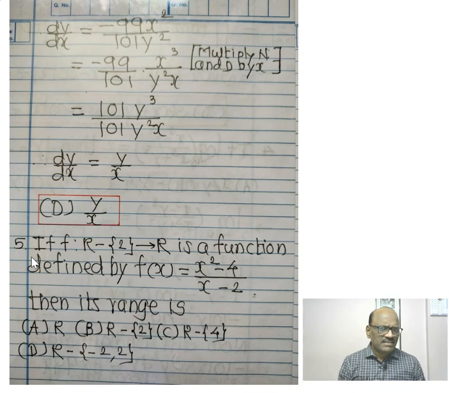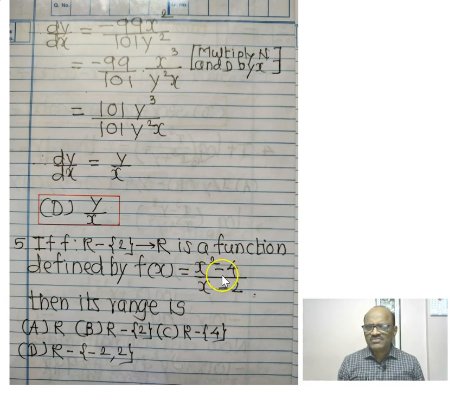Now what's here? If a function is defined from R minus 2 to R by f of x is equal to x square minus 4 upon x minus 2, then what is its range? Capital R minus 2, and capital R minus 4, and capital R minus the set minus 2 and 2. Now we will see this answer. If we see this function f of x is equal to x square minus 4 upon x minus 2, now split this up, then you will get x square minus 4 means what?